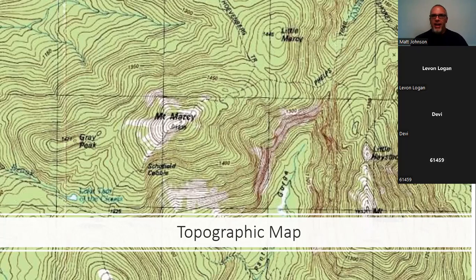You might get a question that has a topographic map. They're not going to make you do something complex like measure the rate of slope from Mount Marcy down to whatever this valley is. But you'd certainly want to know what type of map this is: showing topography, showing the change in elevation through contour lines.